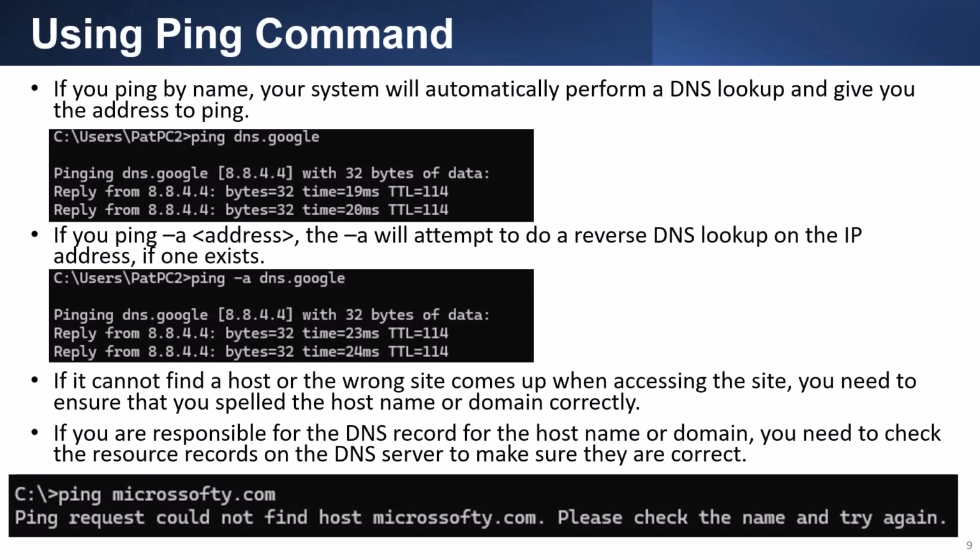If you ping by name, your system will automatically perform a DNS lookup and give you the address to ping. If you ping -a with the address, the -a will attempt to do a reverse DNS lookup on the IP address if one exists. If it cannot find a host or the wrong site comes up when accessing the site, you need to ensure that you spelled the host name or domain correctly. If you're responsible for the DNS records for the host name or domain, you need to check the resource records on the DNS server to make sure they are correct.